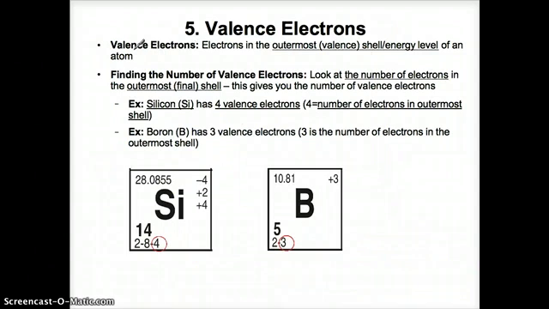All right. Next, let's discuss valence electrons. These are electrons in the outermost shell or energy level of an atom.